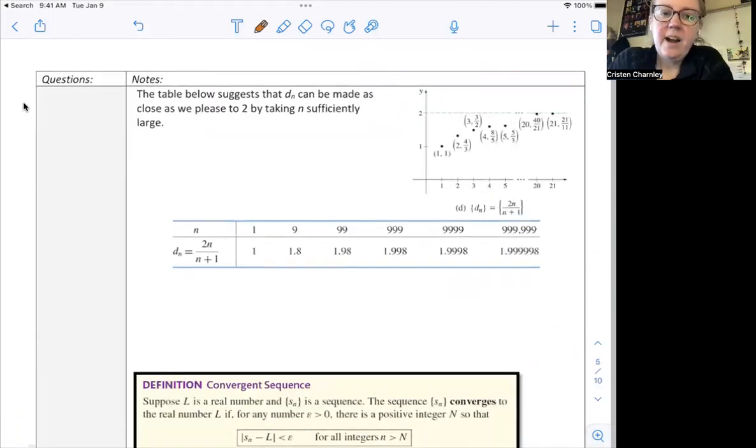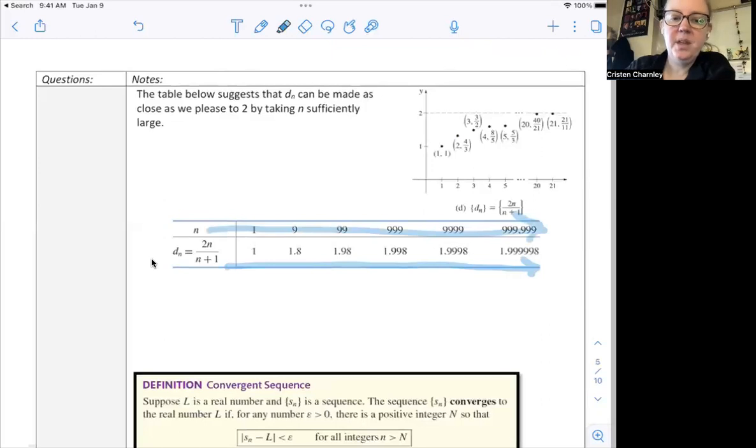What does this look like if you were to graph it? The table below suggests that d sub n can be made as close as we please to 2 by taking n sufficiently large. So we can get bigger and bigger and bigger. This reminds me of limits, that if I take my n values super, super, super big, no matter what, the value of that sequence, those terms will never be larger than 2. They'll get really close, but they'll never be larger.